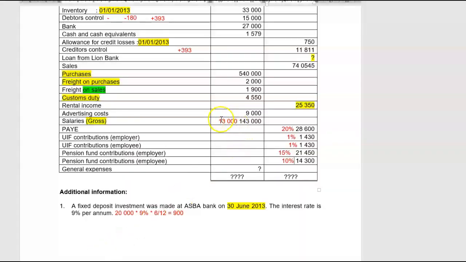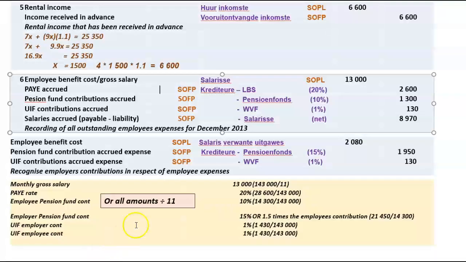So here we would have added that 13,000 to our salary bill. So debit salaries with 13,000. Now we're going to do the deductions, and we know that the employee's deductions are going to be deducted from his gross salaries in order to determine his net salary, and that is the amount that the company or the entity actually owes or has to pay out to the employee at the end of the month.